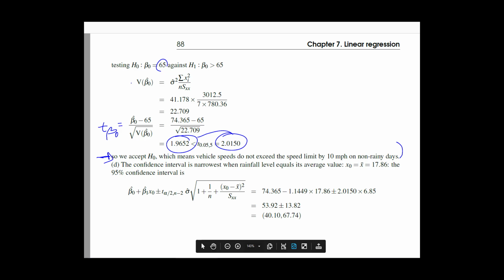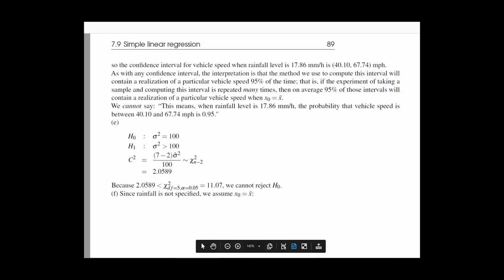All right, and part D is to compute the confidence interval with the value of x naught equal to the average, which is 78, right? And that's just the formula. Again, we know everything here, so that's your confidence interval. Now, how to interpret it? Go back to chapter 6, I think it was, and you'll see that it makes no sense. Anyway, that would be the interpretation, and make sure you understand why you cannot say that.